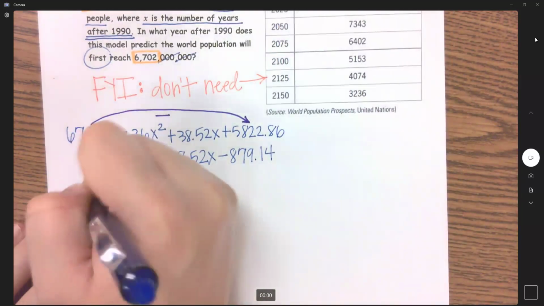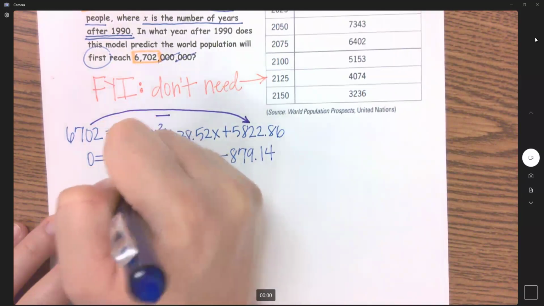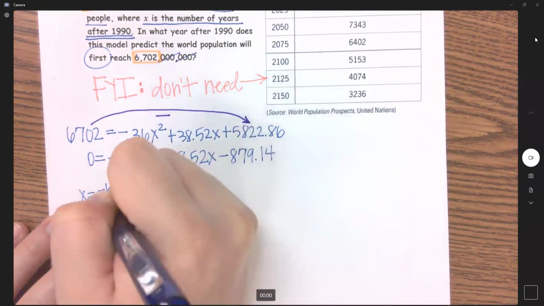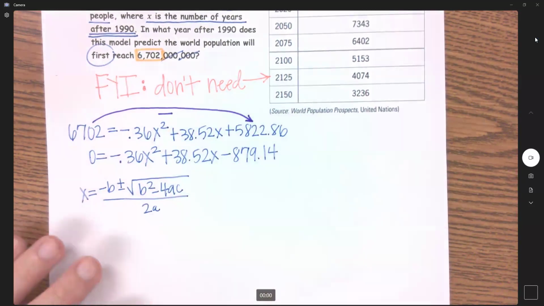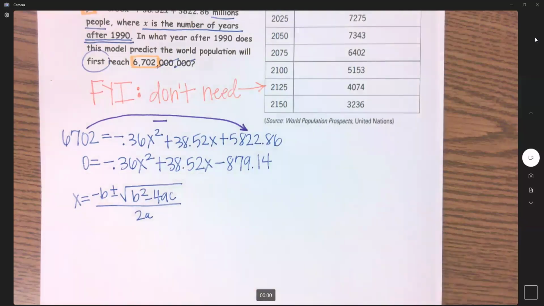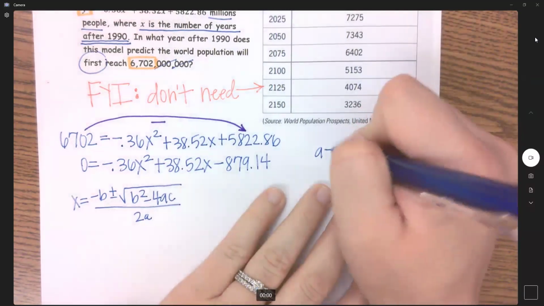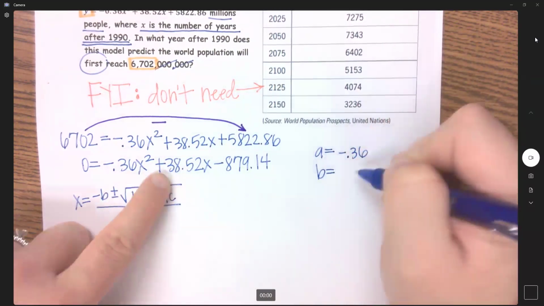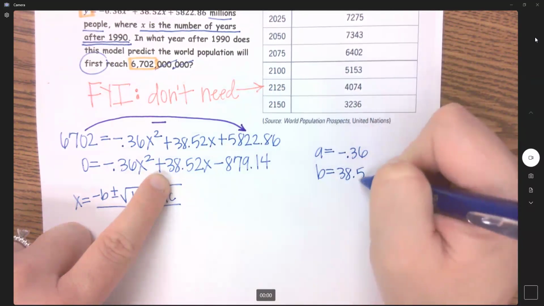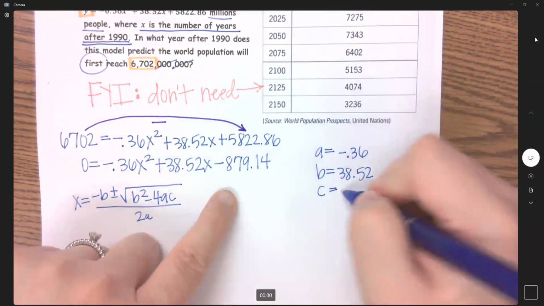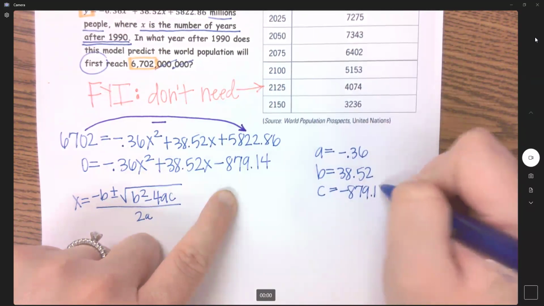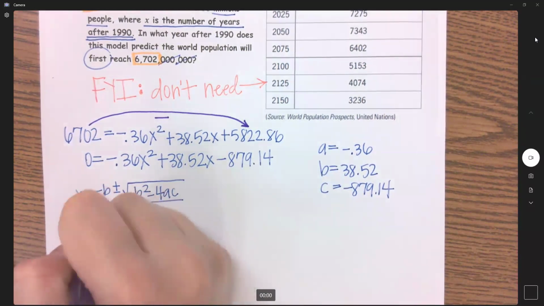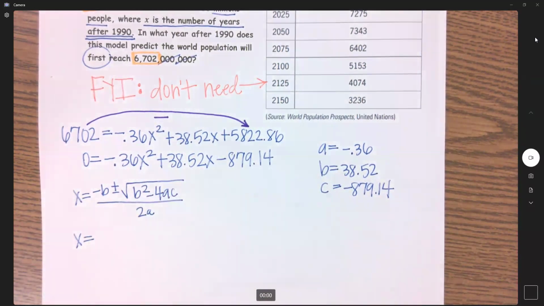So my quadratic formula is x equals negative b plus or minus the square root of b squared minus 4ac, all over 2a. What are my a, b, and c here? My a is negative 0.36. My b is 38.52. And my c is negative 879.14. So input those into your formula. And it's going to be long because we got long numbers, but that's okay.